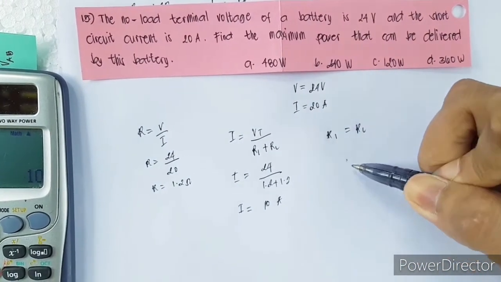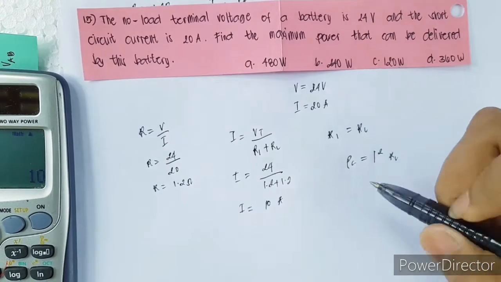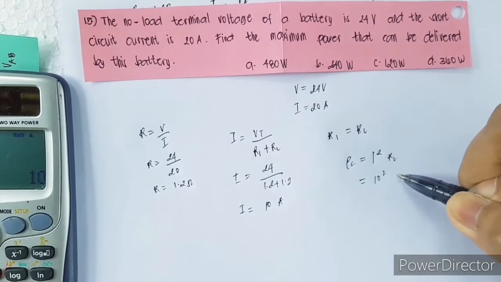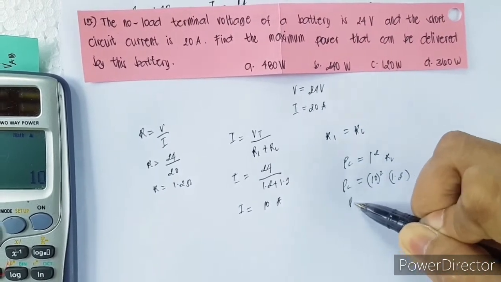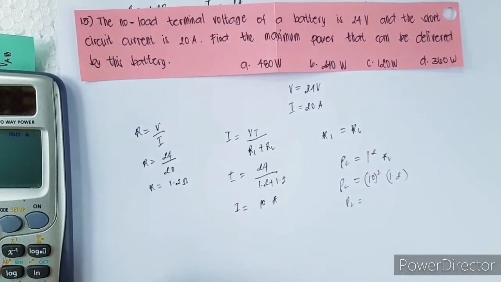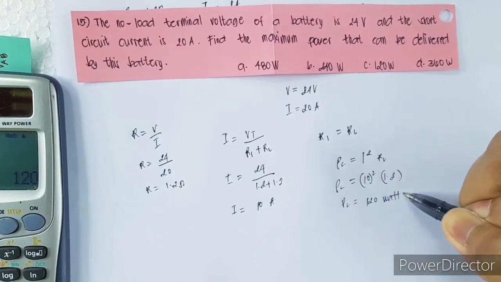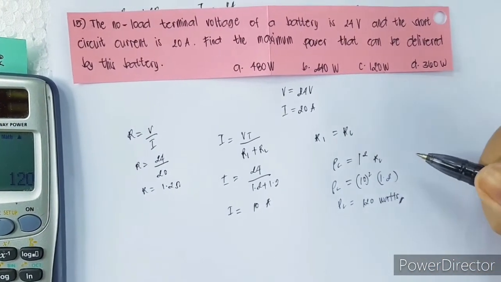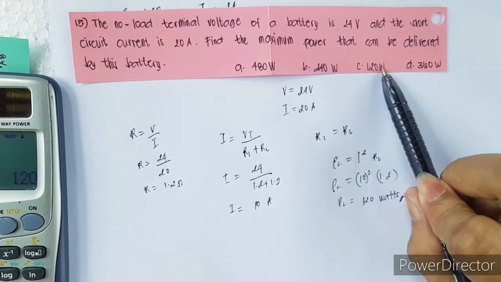So from this, we can now find the maximum power transfer. So by using this formula, PL is equals to I squared multiplied to RL. So we get 10 squared multiplied to 1.2. So we will get 120 watts. So let's see if we have 120 in our choices. So we have letter C.